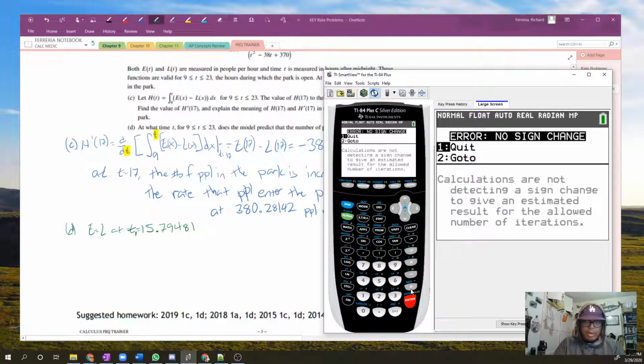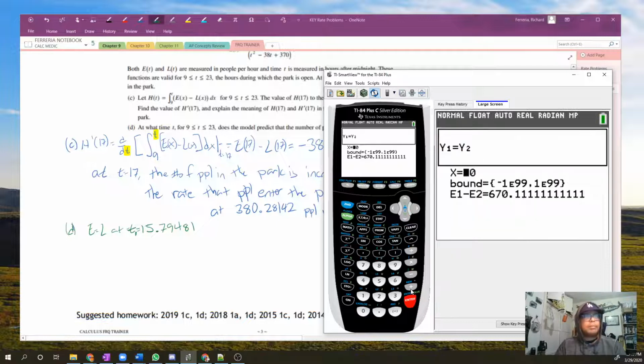Okay, so that got me an error. Let's try a different one. Maybe somewhere bigger than 15. Let's try 20. Ooh, an error. So clearly there's not going to be any further ones. So this is our only critical value. I've already labeled it as T1.